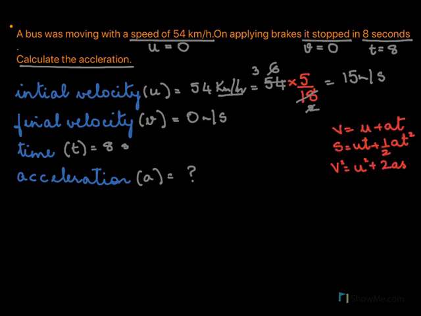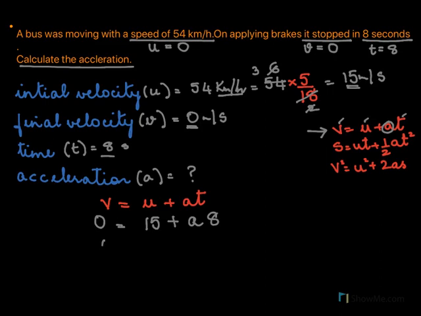Now again the three equations of motion. Here again we use the first equation because we know v, we know u, we know t, and we need to find a. So starting from the first equation, v equal to u plus at. Let's put our values. Our final velocity is 0. The initial velocity u was 15. The a we need to find out, and the t was given as 8. So 0 equal to 15 plus 8a.